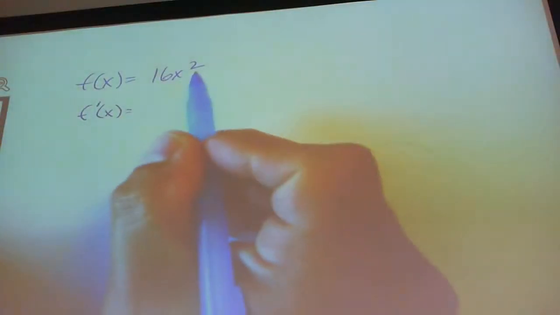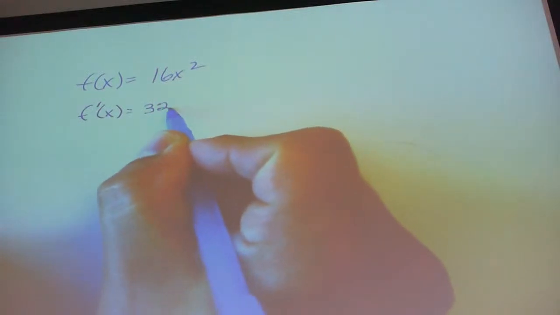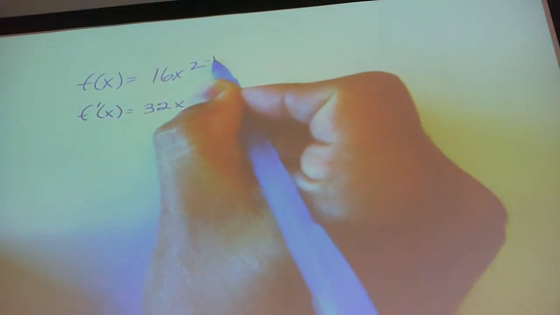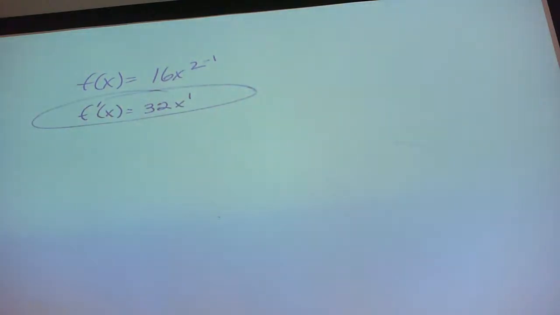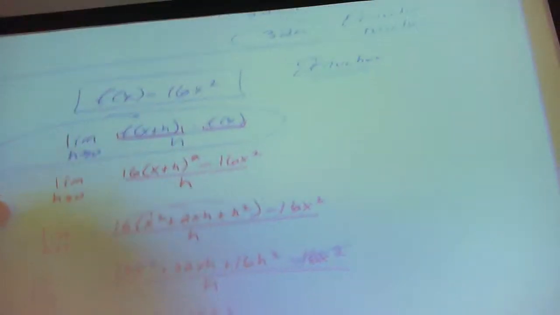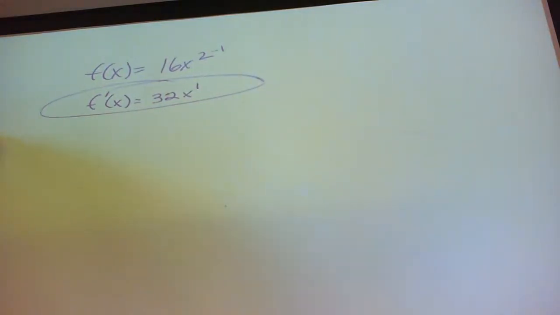Ready? 2 times 16. What's 2 times 16? 32. Then always subtract 1. What's 2 minus 1? Done. Would you rather do all of this? Or would you rather do that? That. And that's it. That's what we're going to focus on today. The hard part is not doing the shortcut. The hard part is what does it mean? How can we use it? That's what this class is all about.